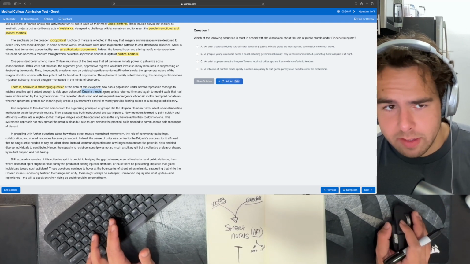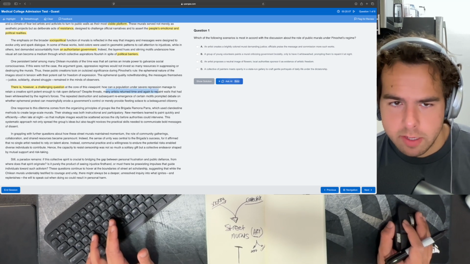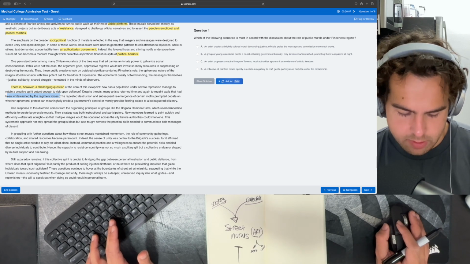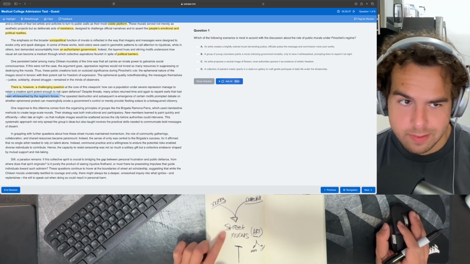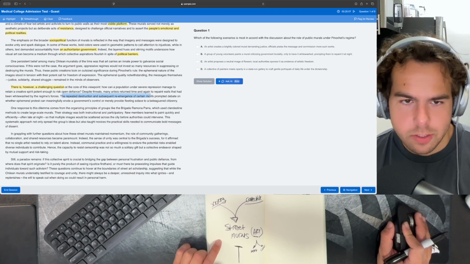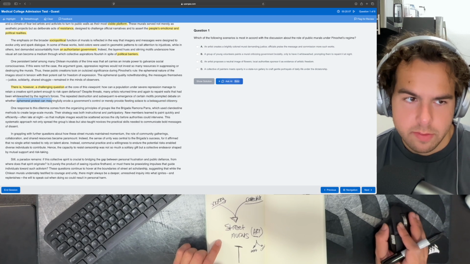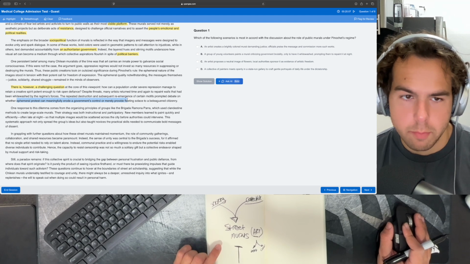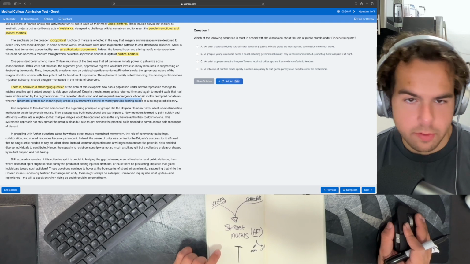Despite threats, the author says, many artists returned time and time again to repaint walls that had been whitewashed by the regime's forces. Because the government is restricting the murals, once again, on my map. The repeated destruction and subsequent reemergence of certain motifs prompted debate on whether ephemeral protests can meaningfully erode a government's control or merely provide fleeting solace to a beleaguered citizenry.